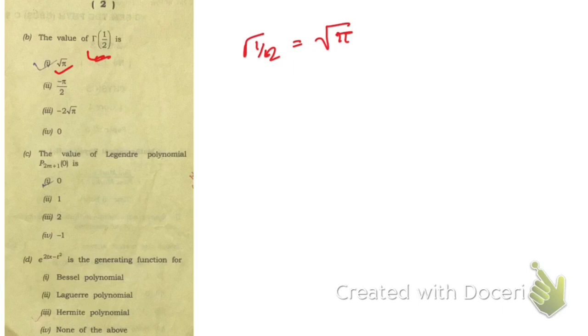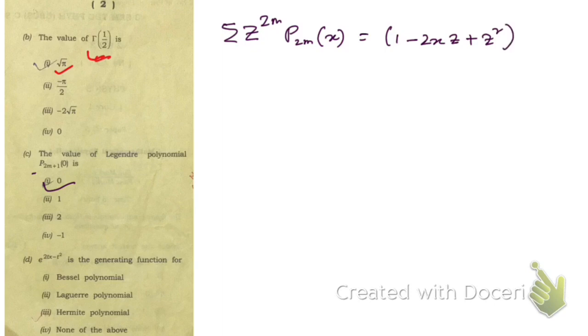Now in the next question it is given that P of 2m plus 1 is equal to what? P of 2m plus 1 at 0 is always 0. Remember that this is the correct answer. Let me show you how.